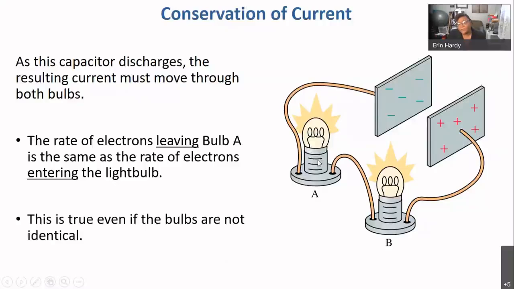So in this case here, we're meant to assume that these bulbs are identical. This would be true even if I had a tiny flashlight battery and a 100-watt light bulb. As long as there are no junctions, the amount of charge that goes into one bulb is going to be exactly the same as the amount that goes into the other.